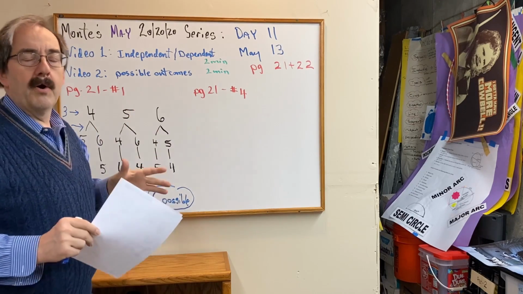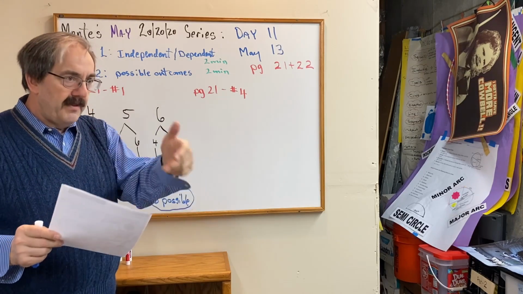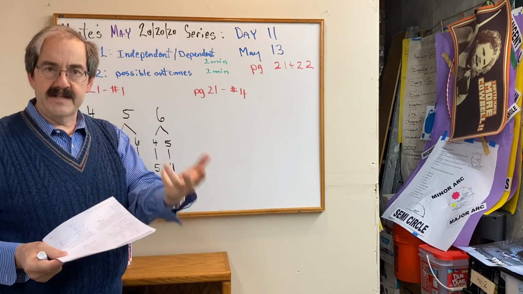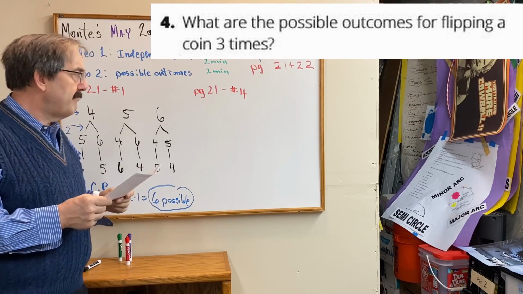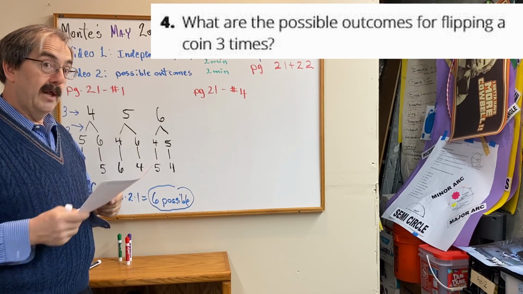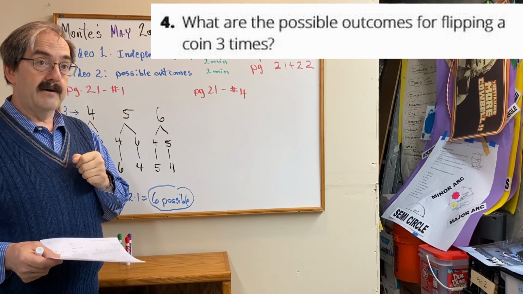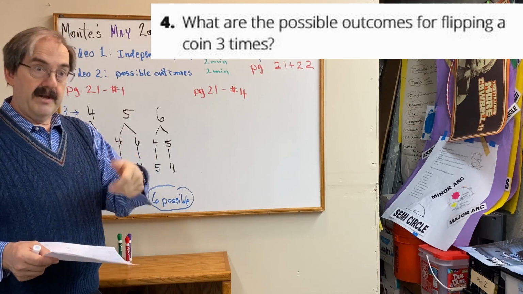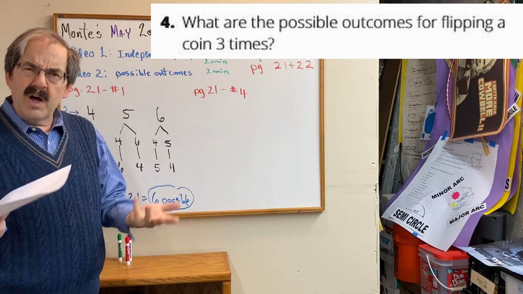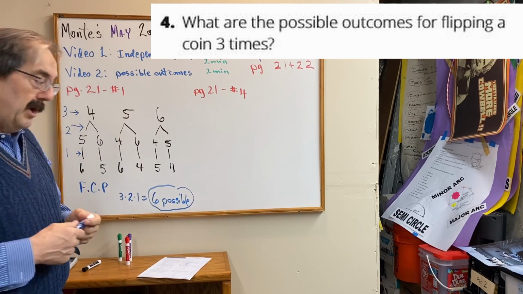I want to go to number 4 because in probability, we always come back to flipping the coin. Flipping the coin. What is the chances of getting a heads? What is the chances of getting a tails? In problem number 4, what are the possible outcomes for flipping a coin 3 times? Flip it, head, tail. Flip it, head, tail. How do we draw something like that? Again, a tree diagram really helps to illustrate it.